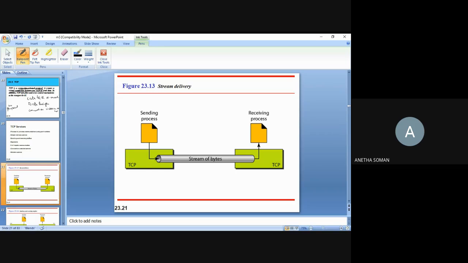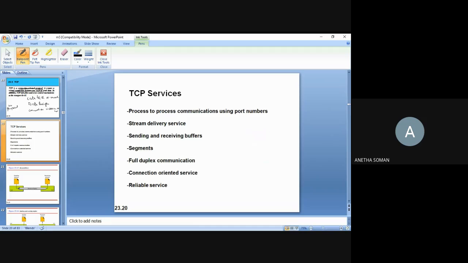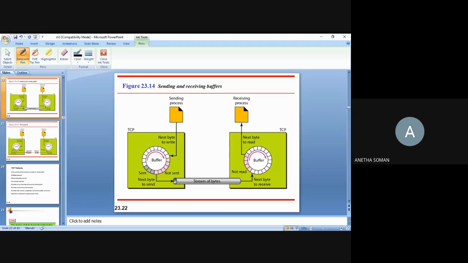The next one I mentioned is sending and receiving buffers. What is the concept of this? You have a sending process and a receiving process, and you are writing as well as reading data, but they are not at the same speed. You have to write your data, and the receiving process has to read the data, but these usually do not occur at the same speed. So what TCP requires is some buffer for storage.